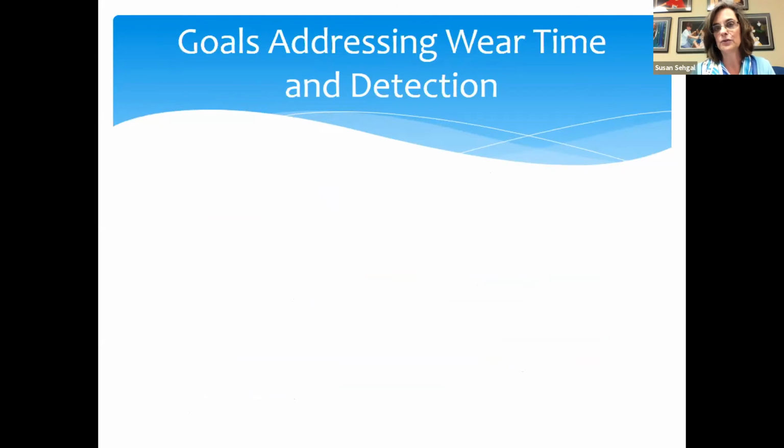So when we look at those two very basic fundamental skills for developing audition in children working on their listening and spoken language, we want to think about maybe goals that address wear time and detection. And so if you work at St. Joseph, we have the luxury of having a consulting audiologist who has equipment to look at daily use, the average daily use for children with cochlear implants, and we can track that weekly. But I realize that others don't maybe have that luxury in their building.